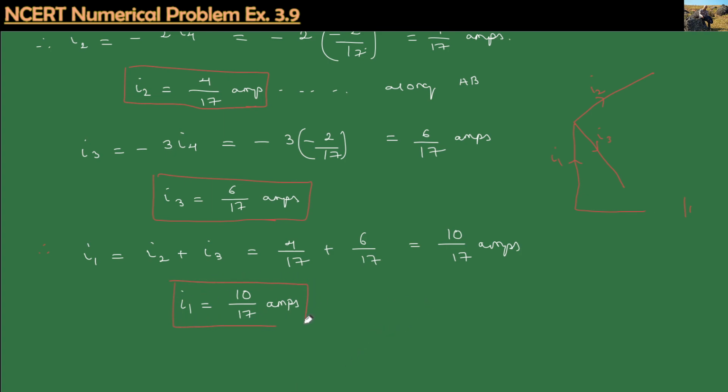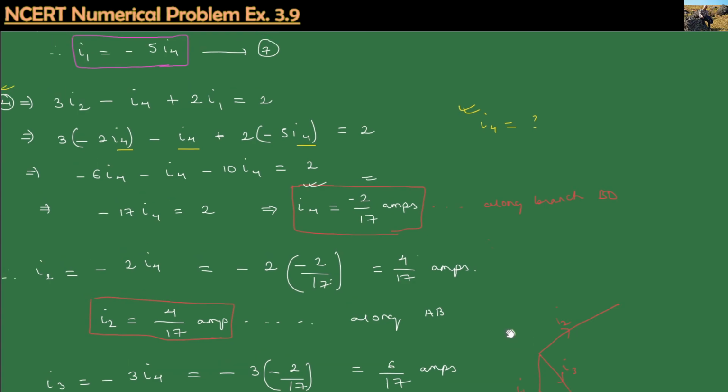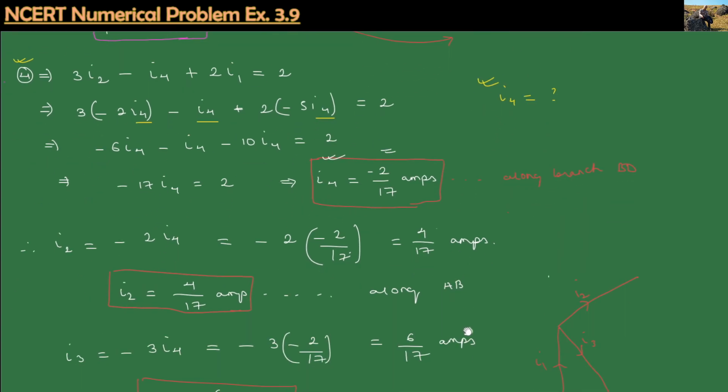We can also use another equation to check whether I1 is 10 divided by 17 or not. Let us recall that value of I1. How much is the value of I1 from this equation? Even if we substitute over here, we should get the same value. Let us try to check I1. So this will be minus 5 times I4. The value of I4 we have already solved over here.